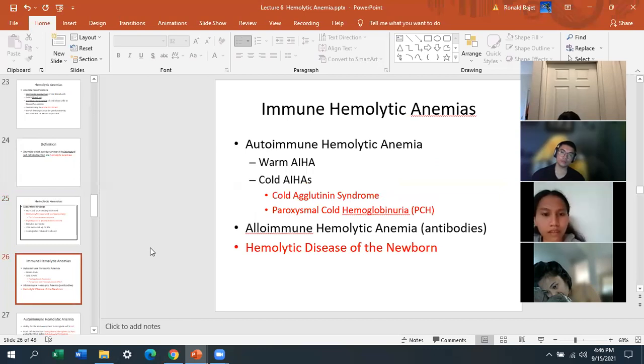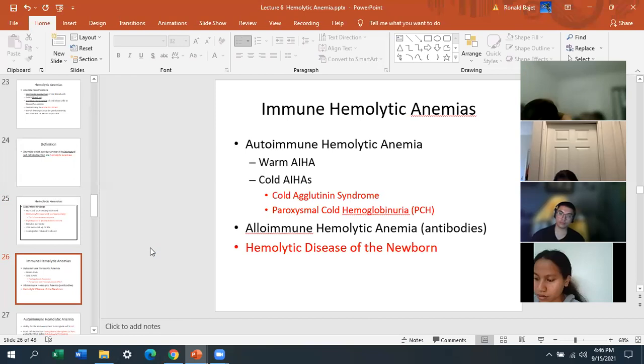Now we're getting into the immune hemolytic anemias. This also ties into immunology. So you have autoimmune hemolytic anemia, and there are 2 types: warm autoimmune hemolytic anemia and cold autoimmune hemolytic anemia. The cold autoimmune hemolytic anemias are broken down into 2 main ones: cold agglutinin syndrome and paroxysmal cold hemoglobinuria, PCH. And then next you have alloimmune hemolytic anemia antibodies.